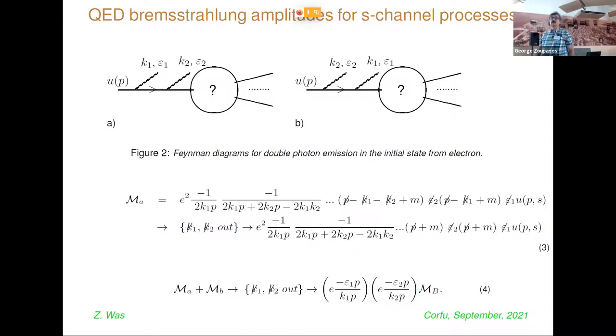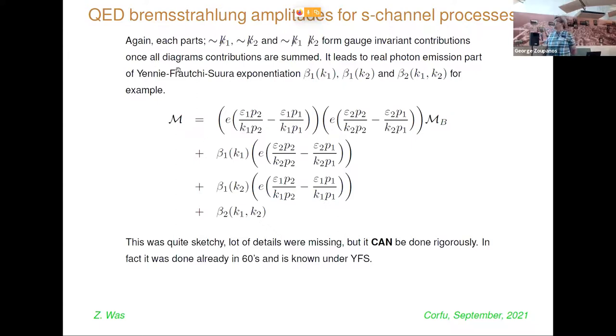And because it's QED, because it's Yennie-Frautschi-Suura scheme, these results are coming out and are immediately useful, and you have all guarantees that it makes sense to go like that. So this is pure pedagogical part, and it corresponds to what was done many, many years ago.